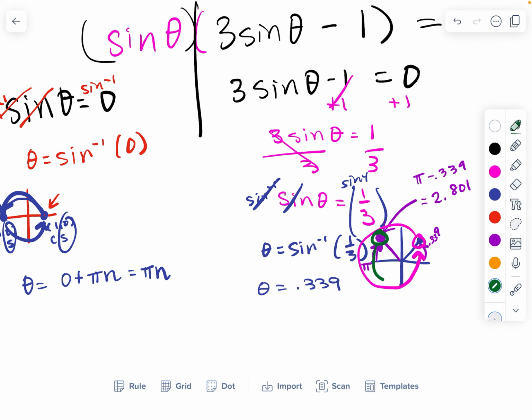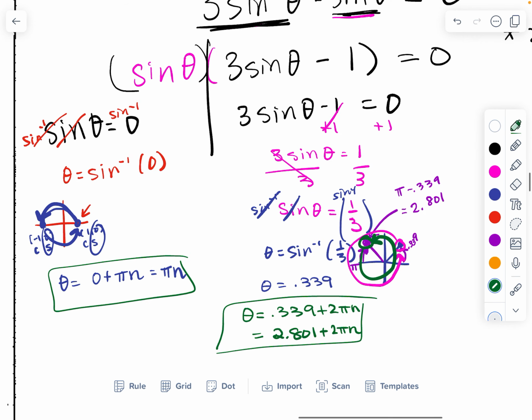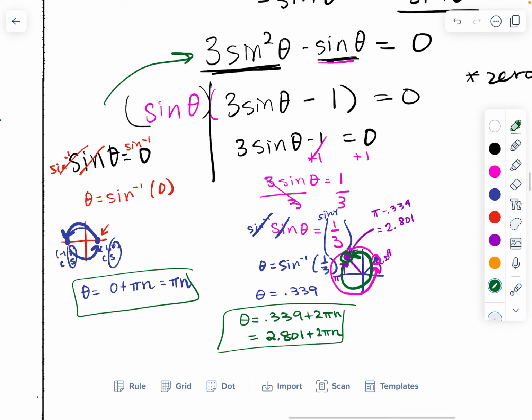I can also start here and add 2 pi to it. So we're going to say, hey, theta for every value is going to be 0.339 plus 2 pi n, as well as 2.801 plus 2 pi n. And this will give me, actually all three of these give me where theta is satisfying every value of theta that will make this true. You can also plug this into your calculator and look at its graph.